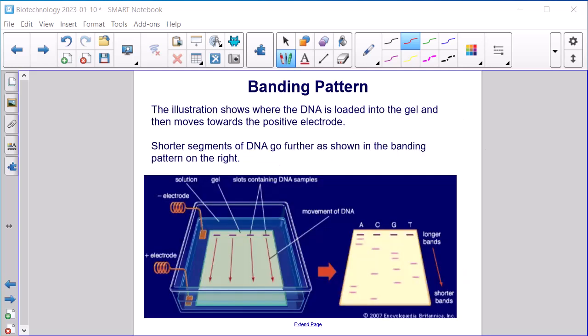The illustration here shows where the DNA is loaded into the gel. Up at the top, slots containing DNA samples, and then moves toward the positive electrode. You can see the arrows showing the movement of the DNA. Shorter segments of DNA go further as shown in the banding pattern. So down here towards the bottom, we would have shorter bands. Up at the top, we would have longer bands.